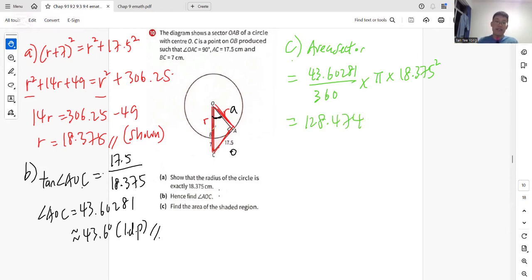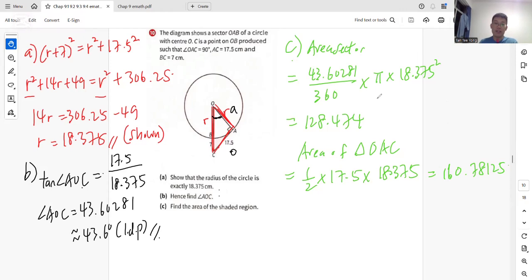This will give me 128.474. So that's the area of the sector. Now we need to find the whole triangle. So area of triangle OAC equals half times base times my height, which is the R. So half times 17.5 times 18.375 will give me 160.78125.